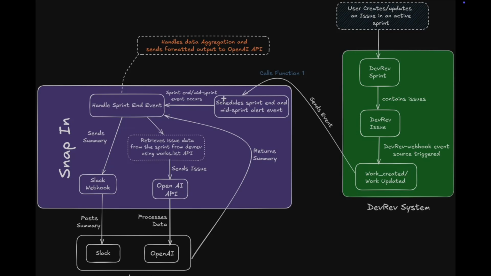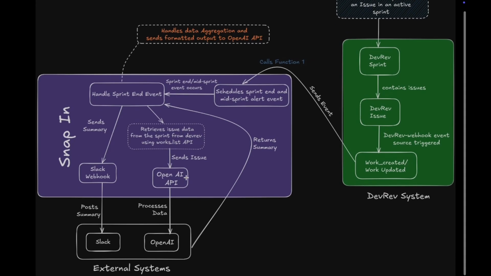Simultaneously, the Snap-in begins aggregating data. To do this, it fetches all issue details from the sprint using DevRev's work.list API. Then, the Snap-in filters open issues, sorts them by priority, and calculates the velocity achieved so far and the remaining velocity for the sprint. All this information is sent as a mid-sprint alert to the Slack channel.